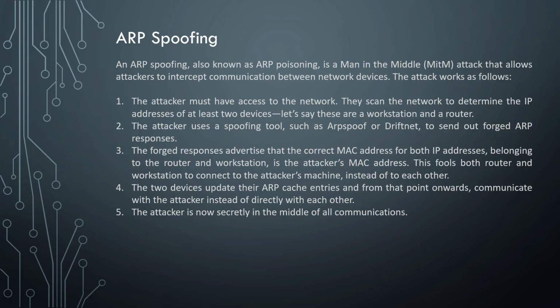In the forged ARP response, he will be putting his MAC address for both the IP addresses, so that the source, the workstations and the routers will be forwarding the messages to this snooping machine, and the two devices update their cache entries. So instead of communication happening directly between the source and destination, it happens through the middleman.